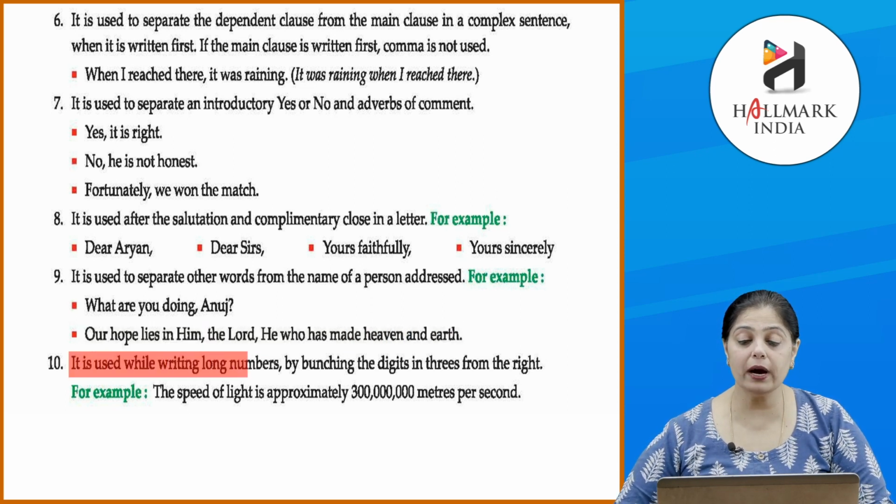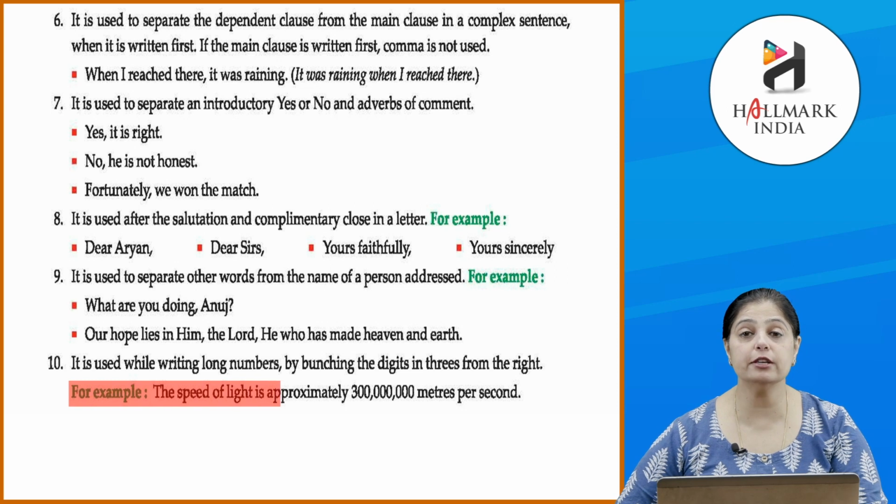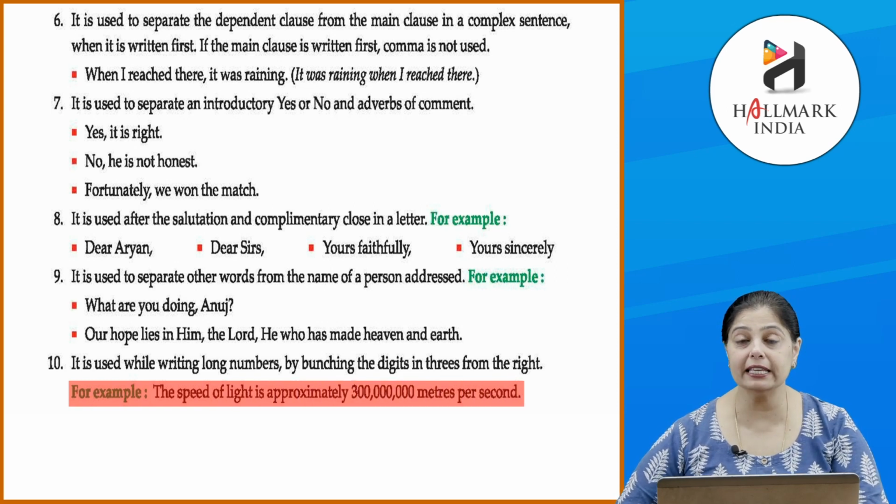Next, it is used while writing long numbers by bunching the digits in threes from the right. For example, the speed of light is approximately 300 million meters per second. तो आपने यहाँ पे देखा 300 million. It is an international number system का way of writing. Okay, million को. तो 300,000,000. It means million, 300 million meters per second.